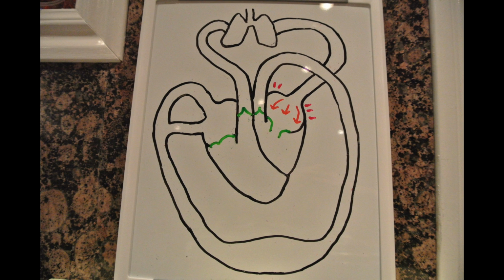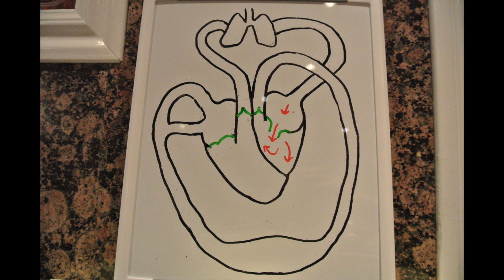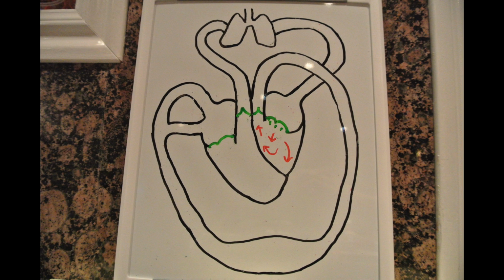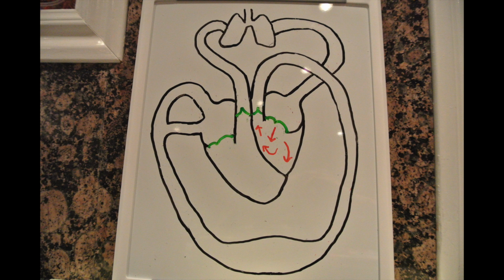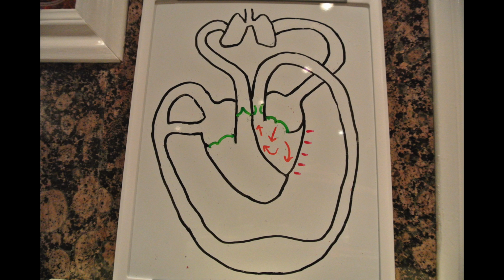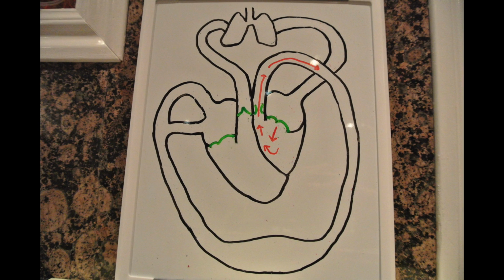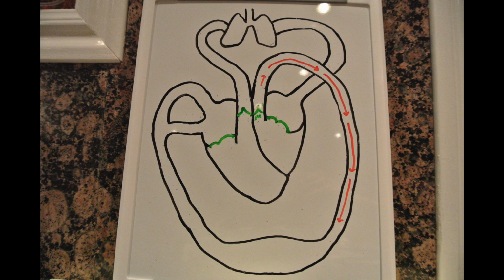There, the atrium contracts, opening the mitral valve and pushing the blood into the left ventricle of the heart, the valve snapping back shut. The left ventricle of the heart contracts, opening the aortic valve, and the blood is pushed up into the aorta. The aortic valve will snap back shut.